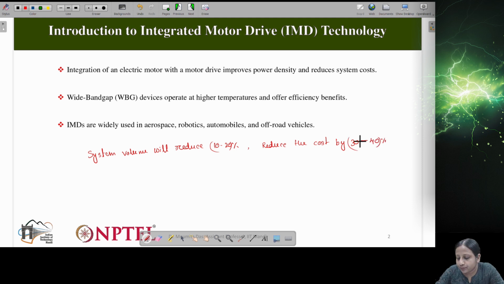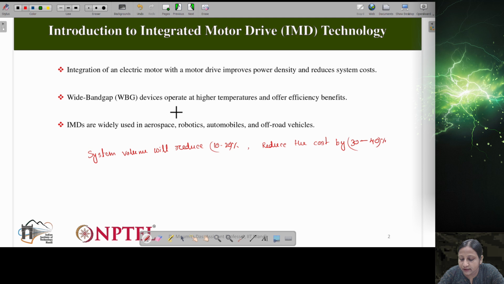So majorly, the reason why people are focusing on this particular application is because it will reduce both size and cost. So this is the kind of range which is expected to be achieved by using wide bandgap devices in place of silicon devices. Okay. So now these wide bandgap devices, it can be anything, silicon carbide or GaN, operate at higher temperature and offer efficiency benefit. As the system size reduces, obviously the power density will improve.